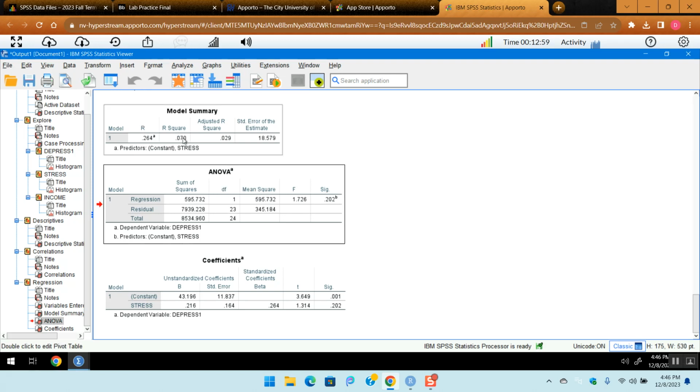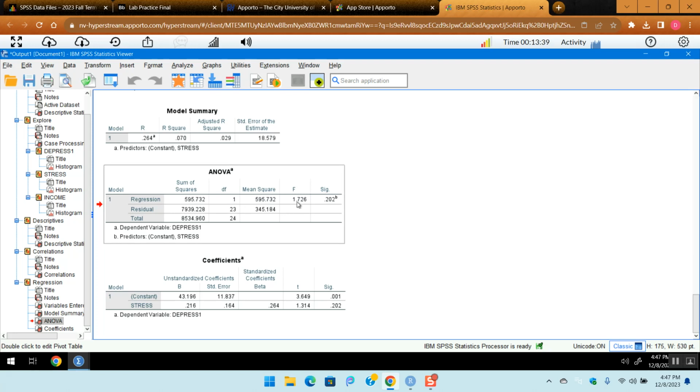R squared is important. This is the proportion of variance in depression that we can predict by stress. So this is 7%. If I make this a percentage, it's 7%. So basically what this is saying is that I can only predict 7% of depression scores by using stress as a predictor. And that's really poor because that means 93% of depression scores cannot be predicted using stress. That means you need more than just stress to really account for depression. Probably a lot more than stress. So this is a relatively poor model.